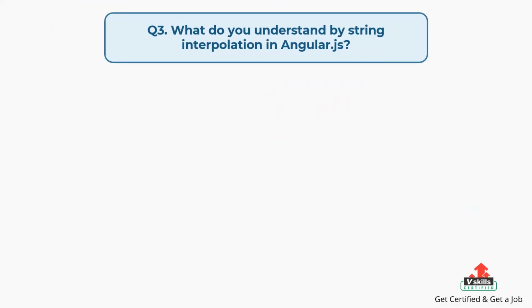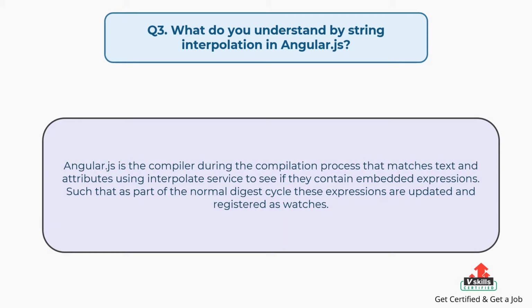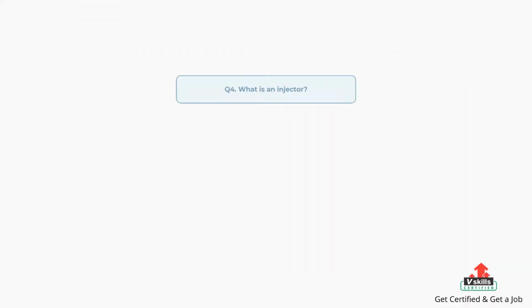Question number 3. What do you understand by string interpolation in AngularJS? The answer is, AngularJS is the compiler during the compilation process that matches text and attributes using the interpolate service to see if they contain embedded expressions, such that as part of the normal digest cycle these expressions are updated and registered as watches.